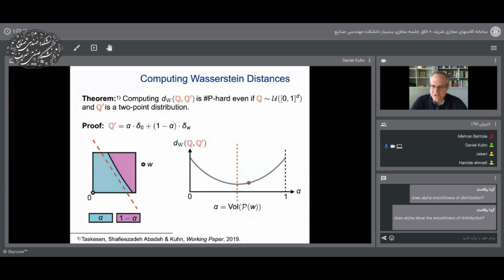So from this, we conclude that computing the Wasserstein distance between a continuous and a discrete distribution, even if the discrete distribution has only 2 points, is actually #P-hard.